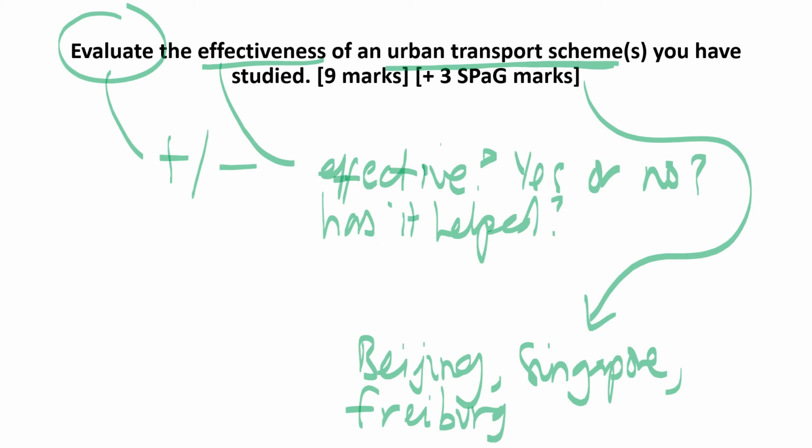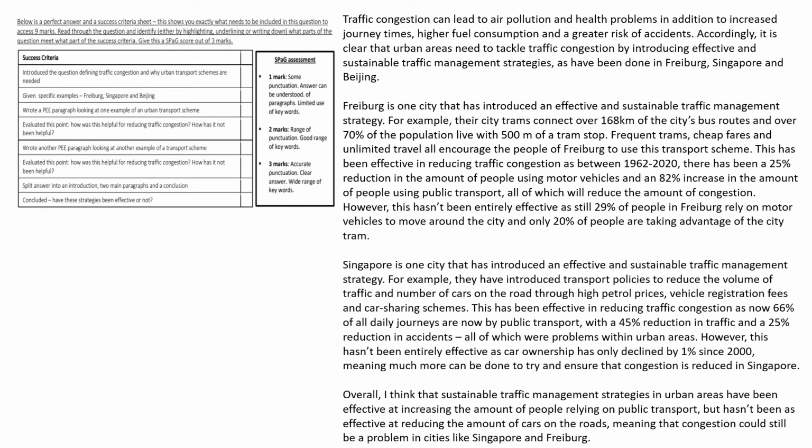Okay, so let's go through and have a look at the question. What we have here then is a perfect answer. And you can see that I've included 2 different examples. So I've got Freiburg here, I've got Singapore here, I have a conclusion at the end, and I also have an introduction about what traffic congestion is and why we need to introduce sustainable management strategies. So I've got an introduction, 1 main paragraph looking at 1 example, another main paragraph looking at another example, and then I have a conclusion. So this here is how I've split my answer into an introduction, main paragraph, and conclusion.